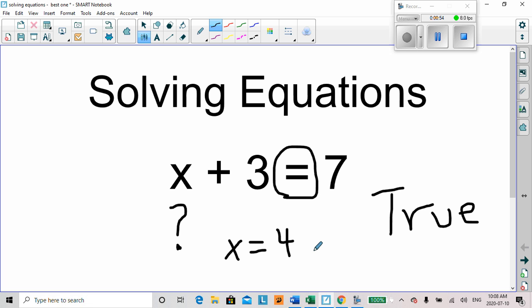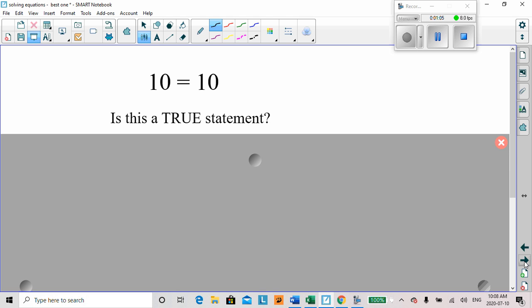I'm going to take you through some examples and talk about a concept or a way that we can solve even harder equations. So first of all, 10 equals 10. Is this a true statement? Well, yes, it is.